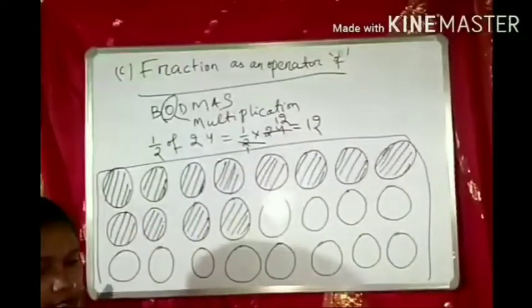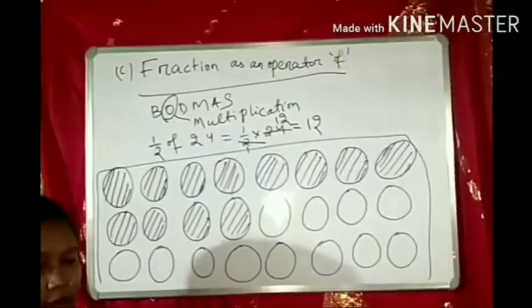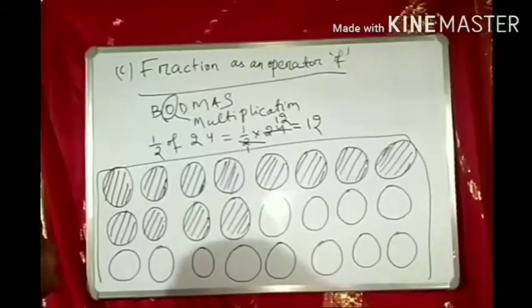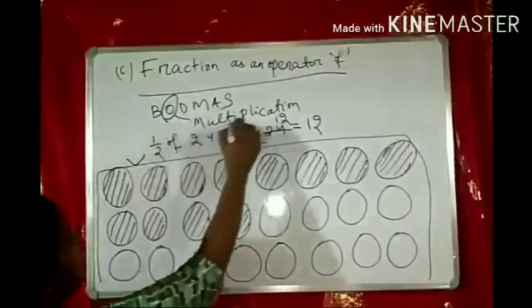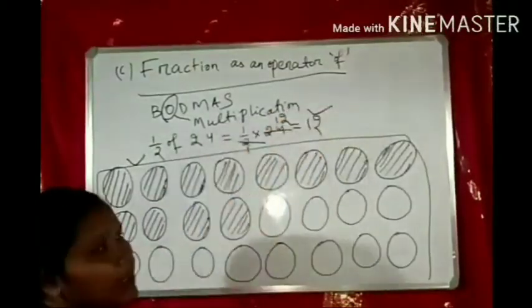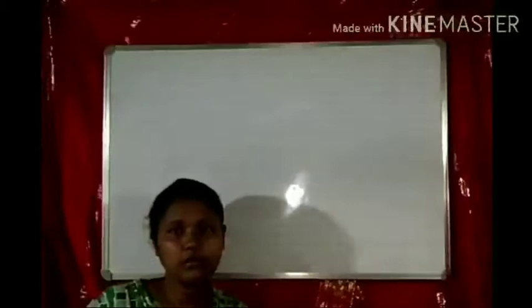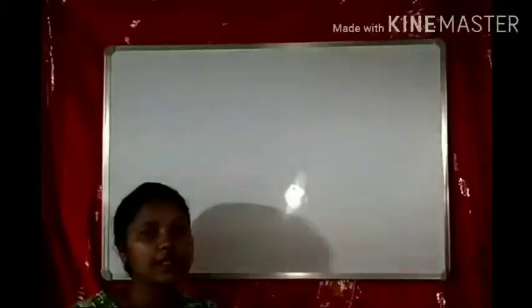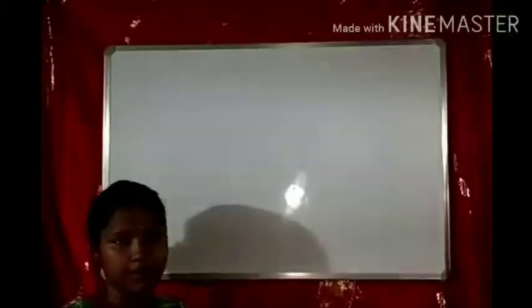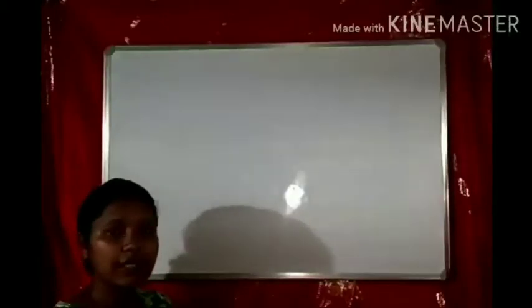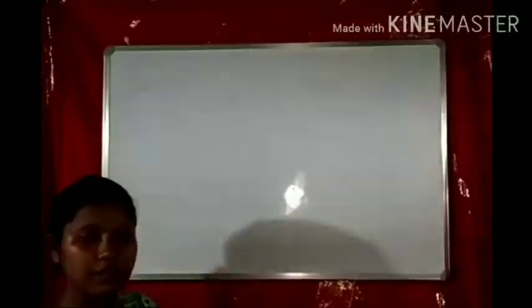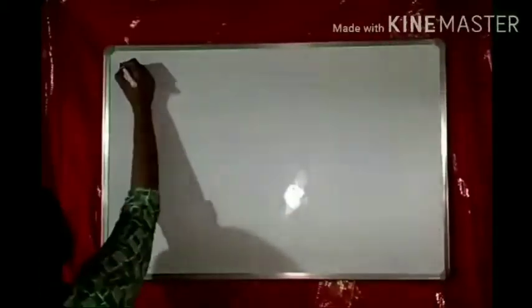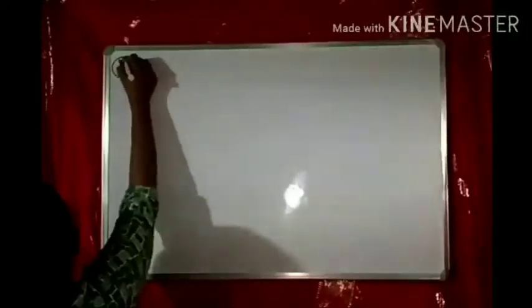So you will do the others like half of 10, half of 16, 2 by 5 of 25 with pictures and this multiplication. Till now we have discussed multiplication of fraction with whole number. So next we'll study multiplication of fraction with fraction. So number 2 is what?